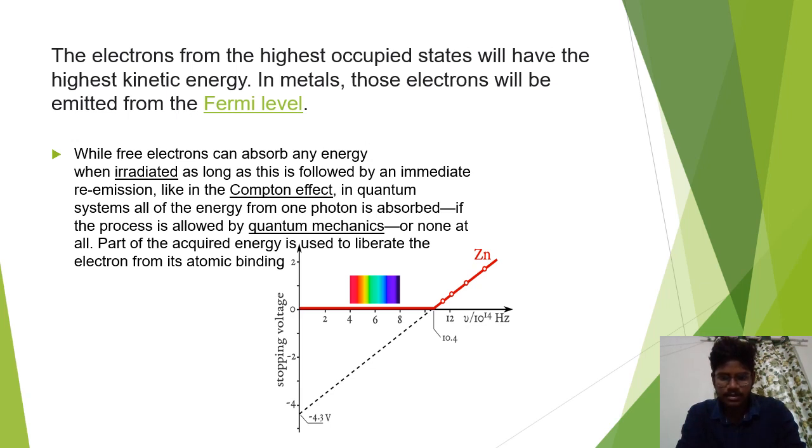Here let us take the example of zinc, and here we can see we observe colors between 4 to 8 Hz, and after that we can see irradiation like we see in the Compton effect. There is a gradual growth in zinc ions, and the electrons from the higher occupied state will have the highest kinetic energy. In metals, these electrons will be emitted from the Fermi level.